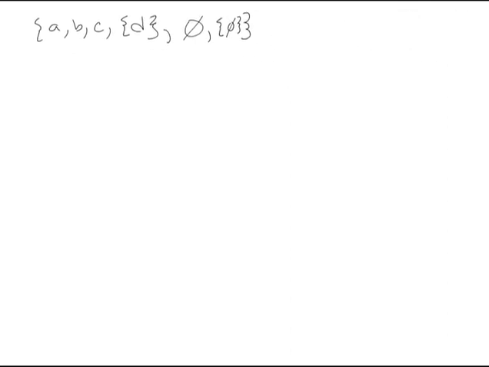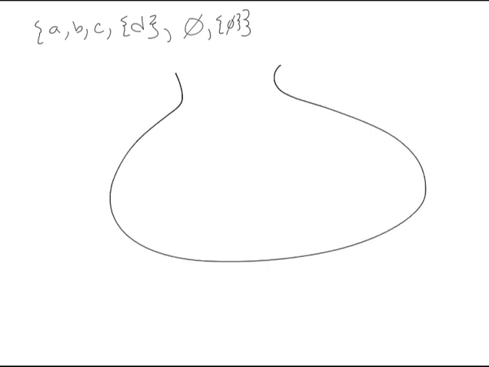If I take that set, we can represent that as a bag of stuff. So that's a big bag of stuff, and in that bag we have an A. So we'll stick an A in there, and we have a B and a C, so let's put them in. And we have, what else? We have this D in a bag, right? So we need to make a new bag that has a D in it.